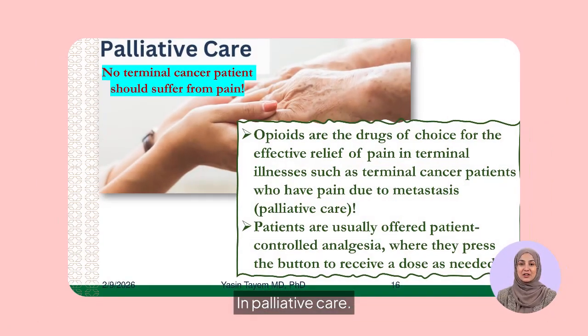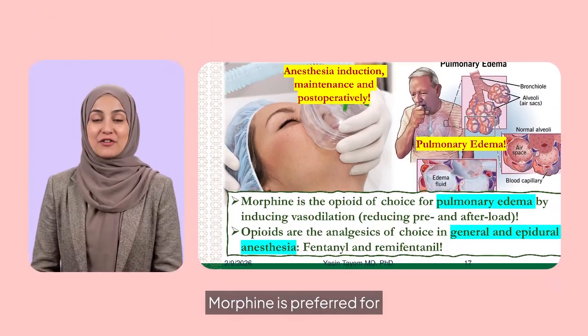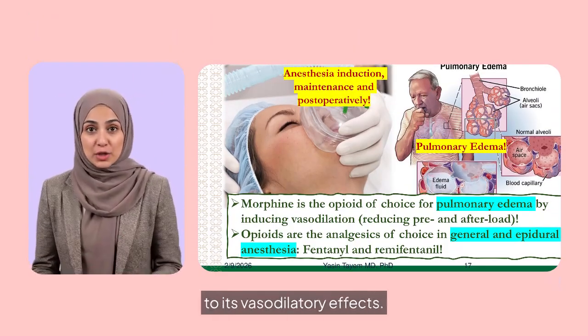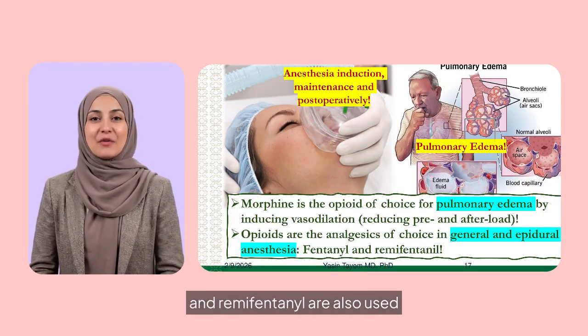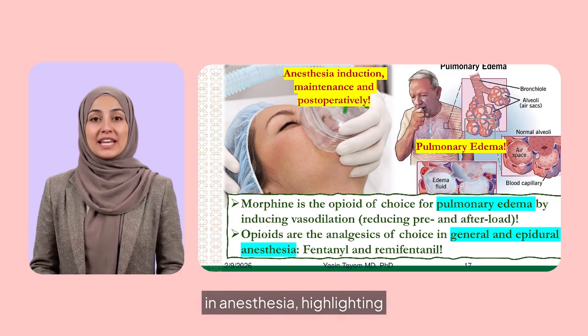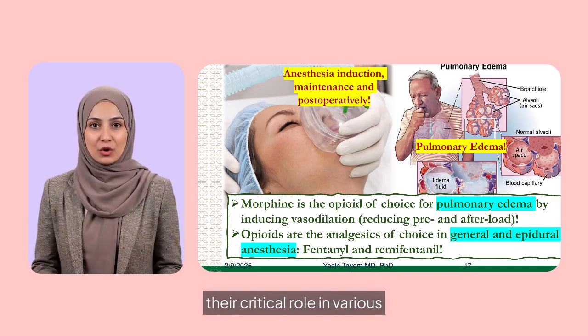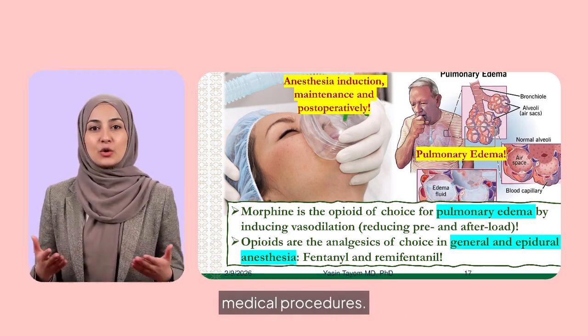In palliative care, opioids are essential for pain relief in terminal illnesses. Patient-controlled analgesia allows patients to manage their pain effectively, ensuring comfort in their final stages. Morphine is preferred for pulmonary edema due to its vasodilatory effects. Opioids like fentanyl and remifentanil are also used in anesthesia, highlighting their critical role in various medical procedures.